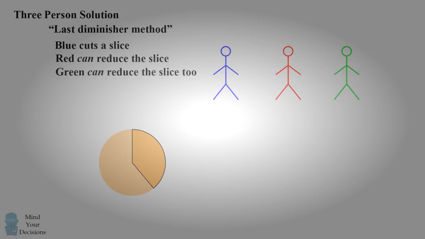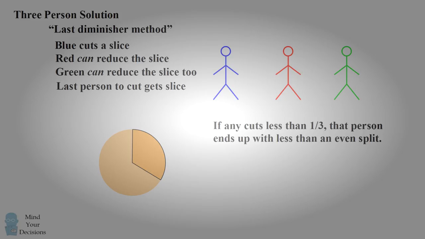Finally, green can look at that slice and say, well, I can reduce it a little bit more too. So let's say green reduces the slice. Now the last person who cuts the slice is the one who's going to get that slice. So what is that going to do with the incentives when we look at how blue and red are going to cut the cake? Well, if blue or red actually make a cut to less than 1/3, then no one's going to want to cut the cake after that. So the person who cuts it to less than 1/3 is going to end up with less than an even split. So no one's going to want to make the slice too small to begin with.